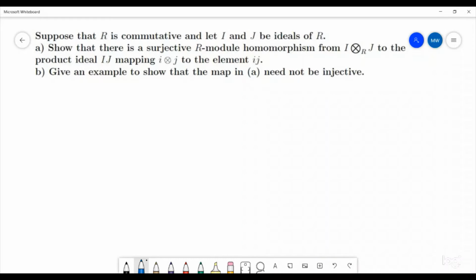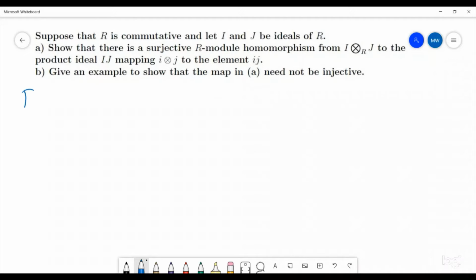Today I'm going to go through this problem from Abstract Algebra that has to do with R modules. Let's suppose that R is commutative, and let I and J both be ideals of R. For the first part of this problem, we are going to show that there is a surjective R module homomorphism from I tensored with J over R to the product ideal IJ, which maps I tensored with J to the element IJ.